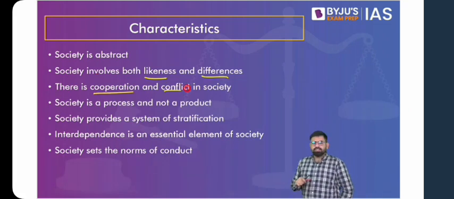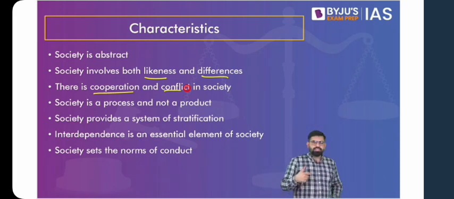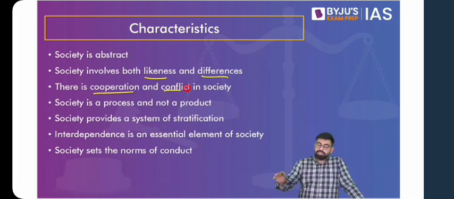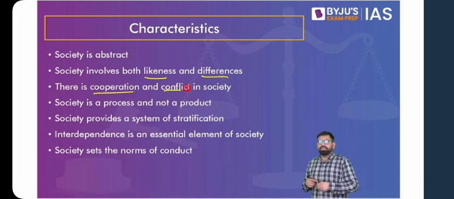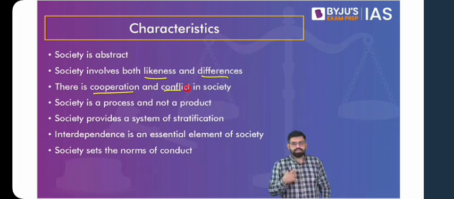Society is an abstract concept because you find that it is not something you can touch. You cannot touch society. Yes, you can touch individuals. They are present as physical entities, but this web of relationship that we're talking about, the way they interact with each other, is something abstract.